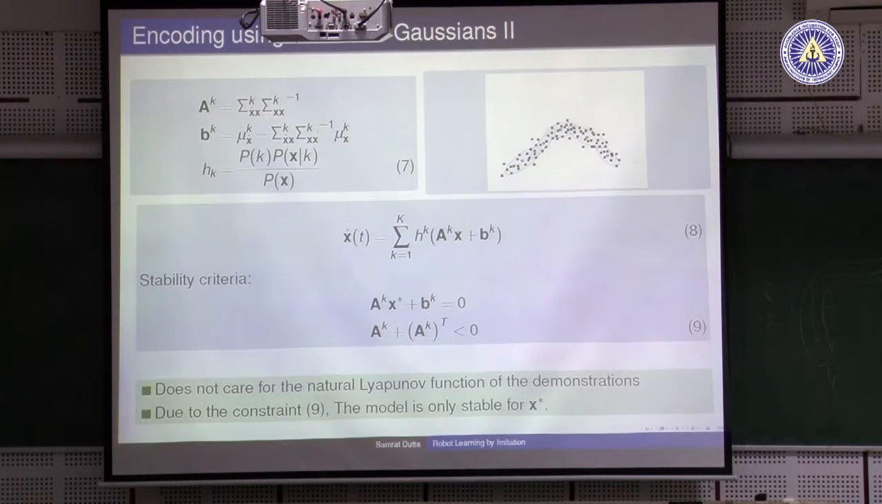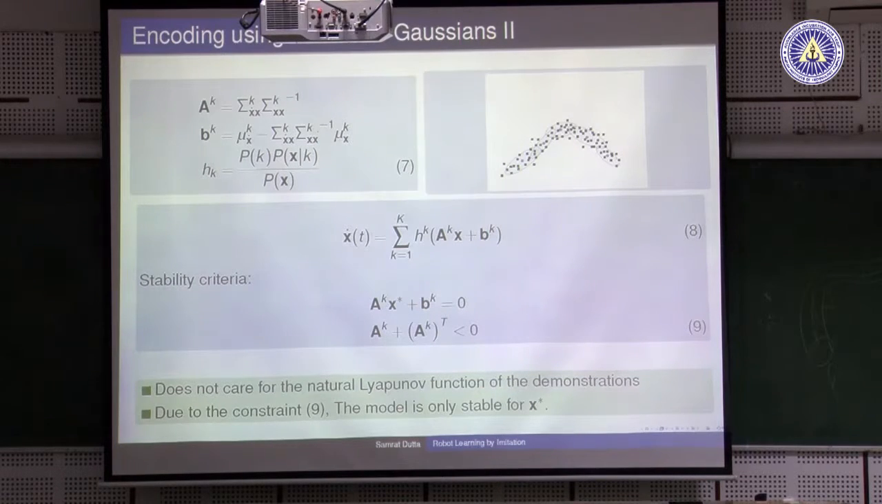What people do is, if you rearrange it, you can write it in this form, A_k equal to this and b_k equal to this, where the x dot model can be represented in this form, and K is the number of Gaussians in the mixture model. Suppose this is your demonstration and you have learnt a model like this. You have used 5 Gaussians, one here, one here, one here, one here and one here, and the center and variance of the Gaussians were discovered using the expectation maximization algorithm.